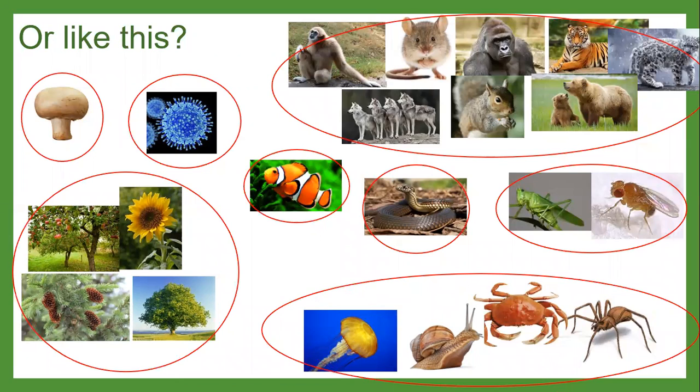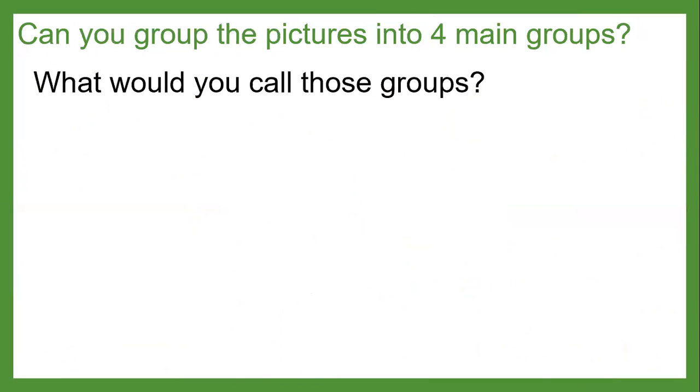You could have grouped them like this. Mushrooms as a fungi, and you've got bacteria. You've also got fish. You've got without legs. You've got insects. You've got arachnids and crustaceans. You've got plants. And then you've got animals. So you've got different ways of grouping it.